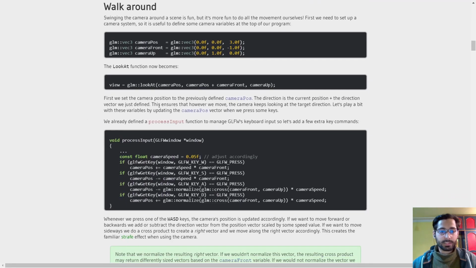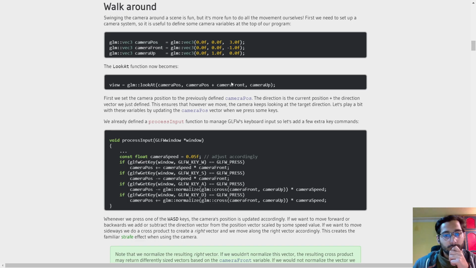Cool. First, we set the camera position to the previously defined camera pos. The direction is the current position plus the direction vector we just defined. This ensures that as it moves, the camera keeps looking at the target direction. Let's play a bit with these variables by updating the camera position vector when we press some keys.